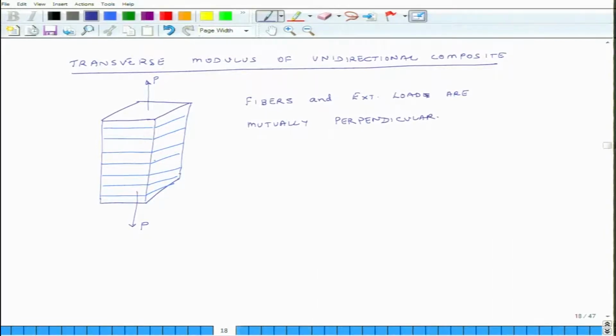Now, the direction of the fiber, oh excuse me, sorry, I made a mistake in this picture. So, when I see it from the cross section, I will only see ends of the fibers, I will not see the whole fiber.